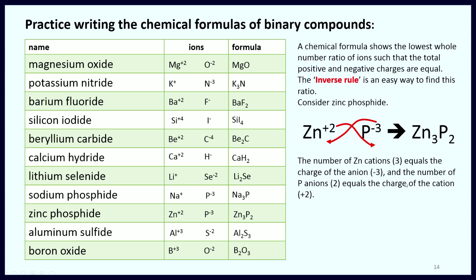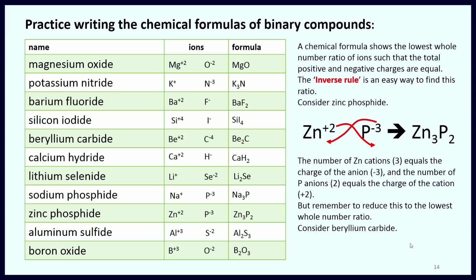The number of zinc cations, 3, right here, equals the charge of the anion, negative 3, and the number of the phosphide anions, which is 2, equals the charge of the cation. It's called the inverse rule. Just cross those charges over and make them into multipliers. Change them from superscript charges to subscripts. But you have to remember to reduce this to the lowest whole number ratio.